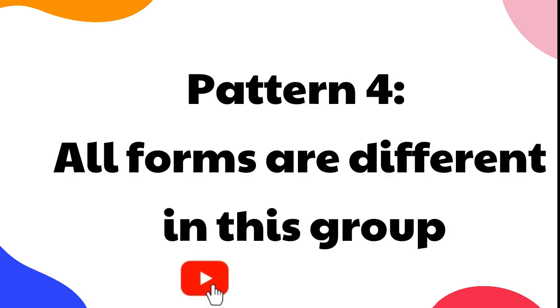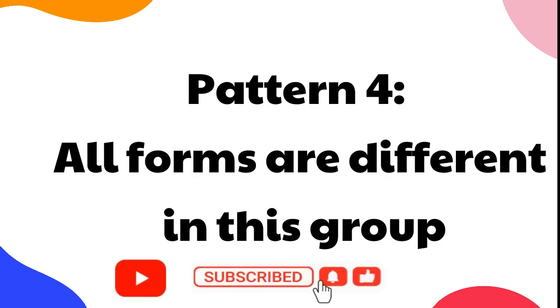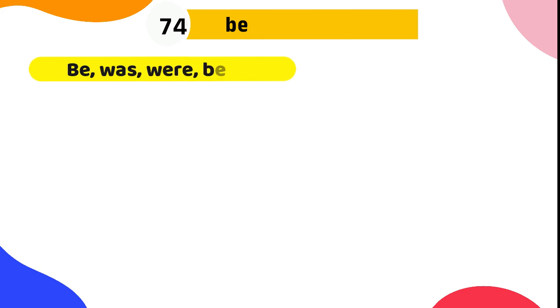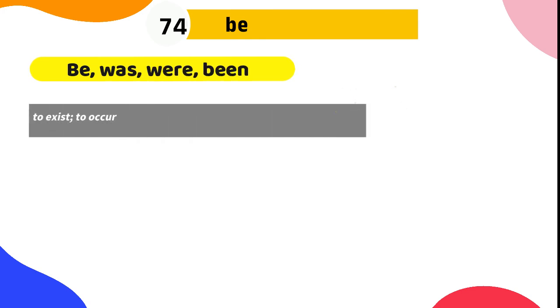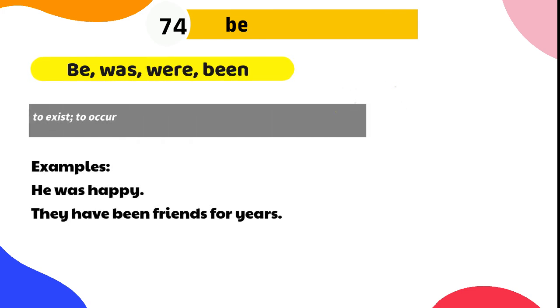Now, we'll discuss the list containing irregular verbs that have different forms in English. Be, was, were, been. Meanings: to exist, to occur. Examples: he was happy. They have been friends for years.